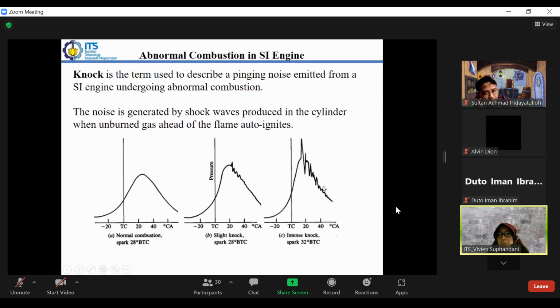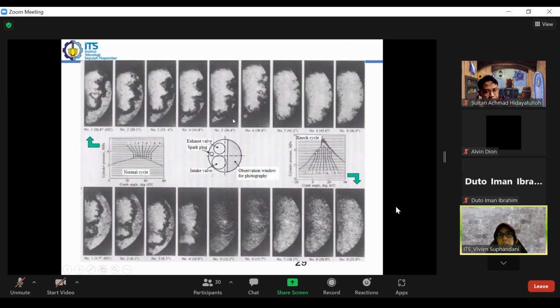So we have unsmooth operation like this one. This is basically generated by shock waves in the cylinder. If you want to look at what happened here, this is the normal one, in which the flame will start from one point to another.